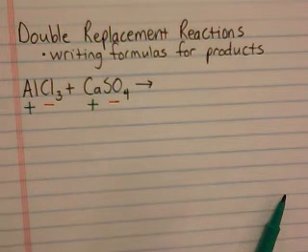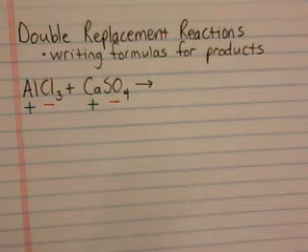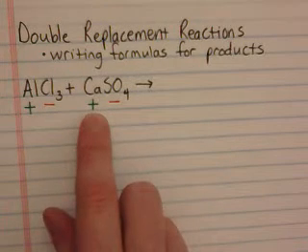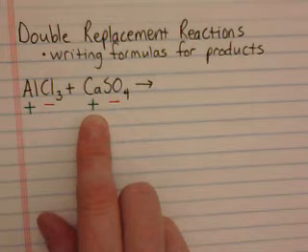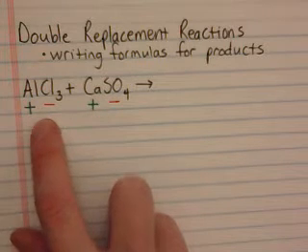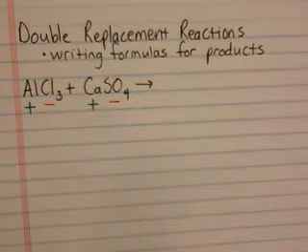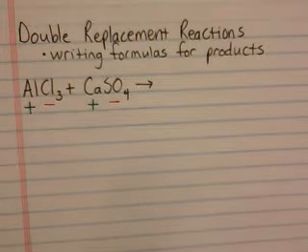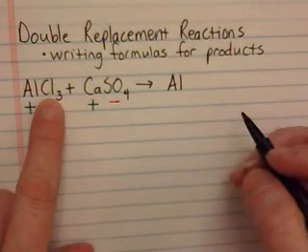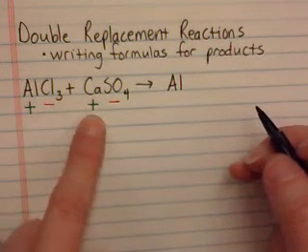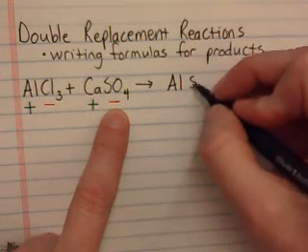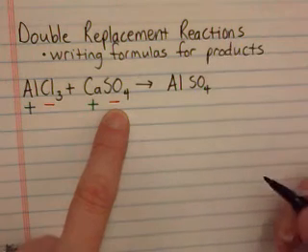So now that I've labeled them, I can figure out what would go with what in my products area. I can't get two positive things to come together. It's like trying to bring two positive ends of a magnet together. They're going to push each other apart. So I know I'm not going to have aluminum bonding to calcium. But I know that aluminum is going to have to end up with something other than chlorine. It can't end up with calcium. That means it has to end up with sulfate. So I'm going to go ahead and write SO4 here for sulfate.